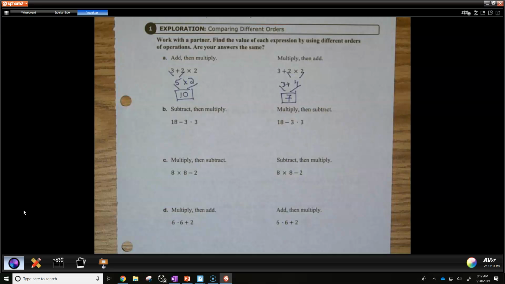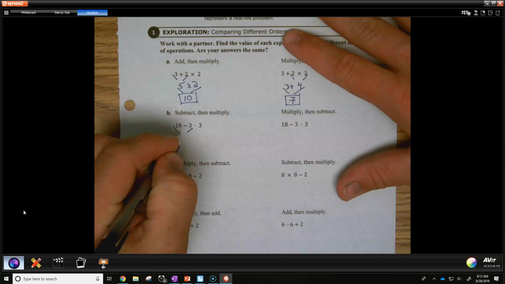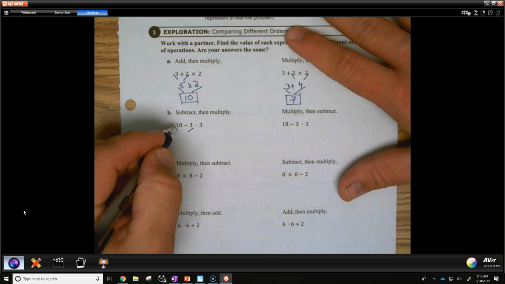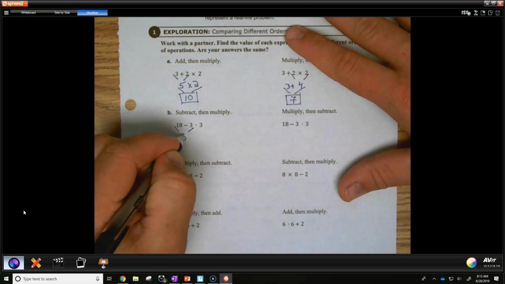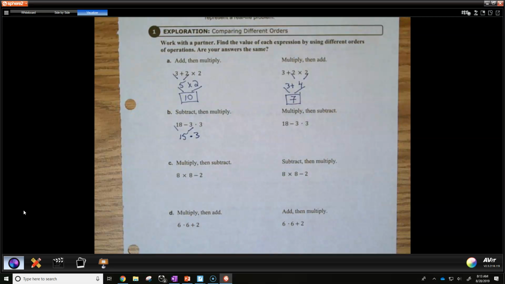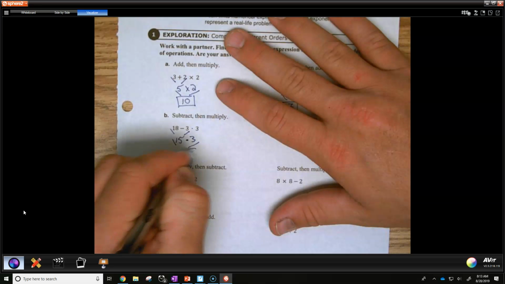We're going to go to B. Both problems say 18 minus 3 times 3. What did you get for the first one when we had to subtract and then multiply? I got 25. I subtracted 18 and got 15. Okay, and then 15 times 3 is? Oh, I thought you were saying 25. I was like, huh. Good. 15 times 3 is 45.